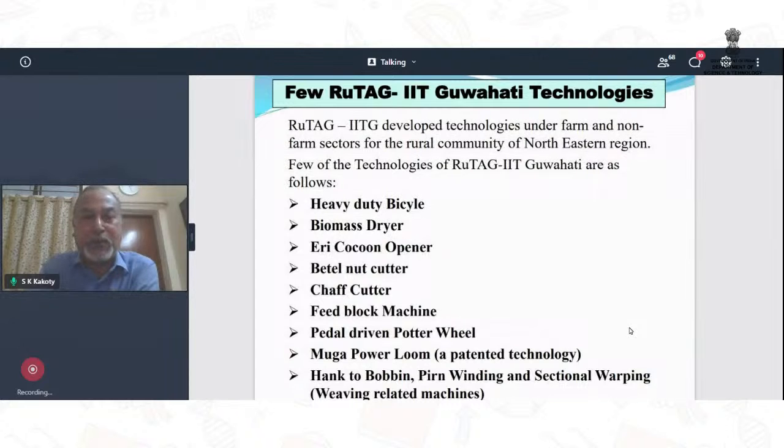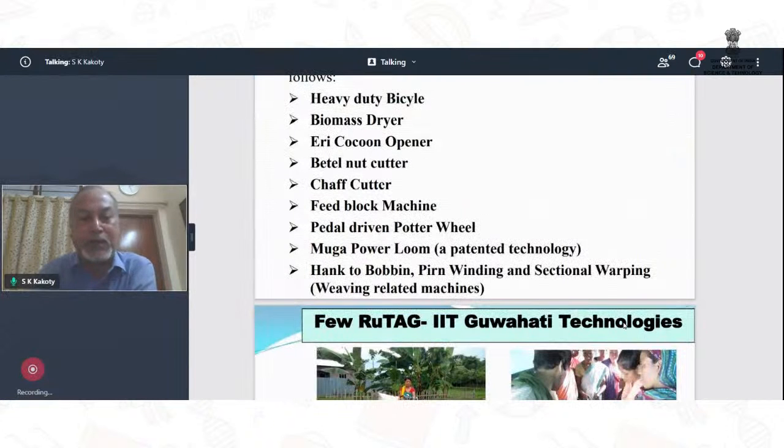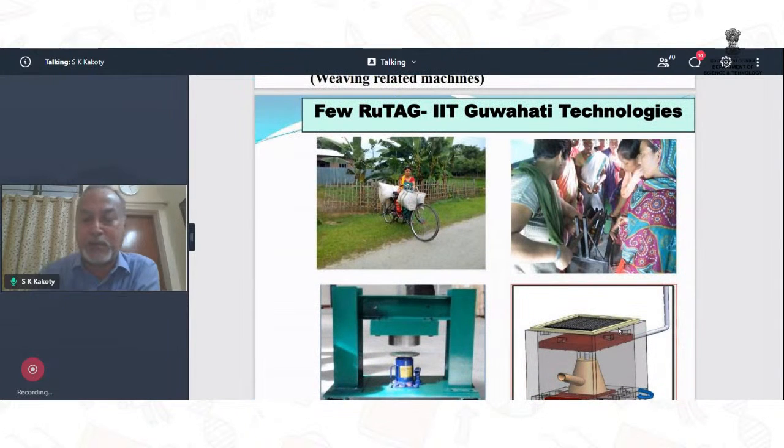So a few of the RUTAG technologies I have listed here. One is your heavy duty bicycle, one is your biomass dryer, then your cocoon opener, then betel nut cutter, shaft cutter, feed block machine, pedal driven potter wheel, Muga power loom, a patented technology, hank to bobbin, pirn winding and sectional warping machine. So some of the photographs I'm showing you.